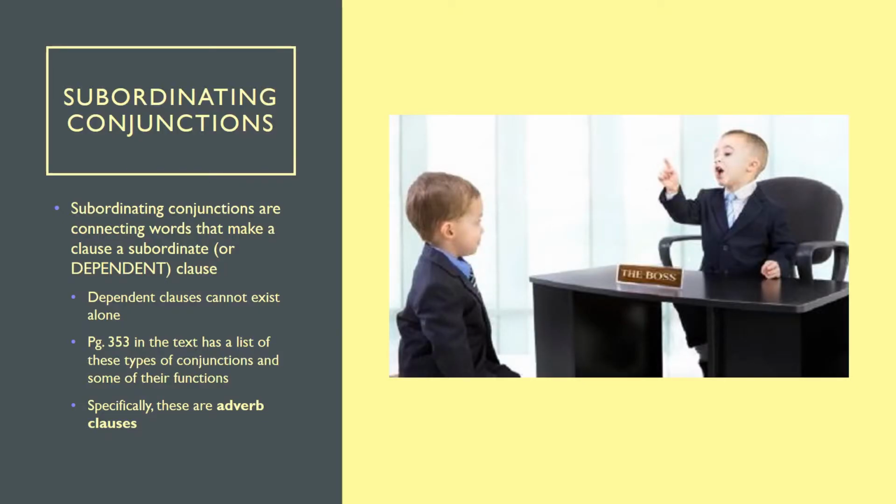So the first thing that you need to know about is subordinating conjunctions, and this picture is related, believe it or not. The idea of a subordinate is demonstrated here. You have one kid who is the boss, and he seems to be yelling at the other one who is his subordinate. So subordinate means under in terms of power or in terms of importance, and a subordinate clause is the same way, a dependent clause. It's a clause that cannot exist alone.